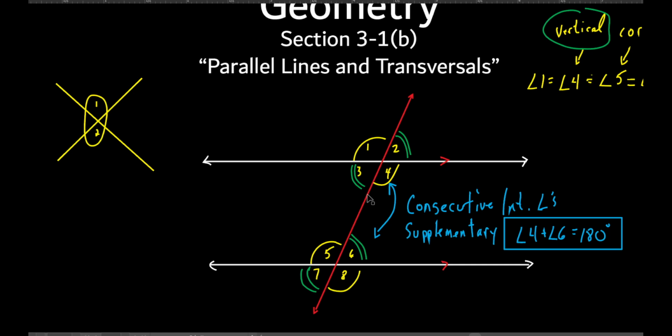What's true about 3 and 5? Angle 3 and 5. They're consecutive. Thank you, Malik. And they both add up to 180. That's right. They're consecutive interior angles, and they add up to 180.